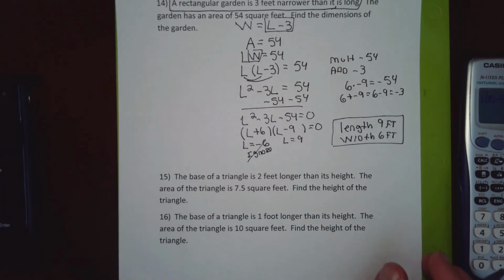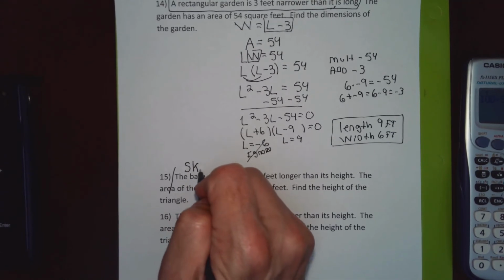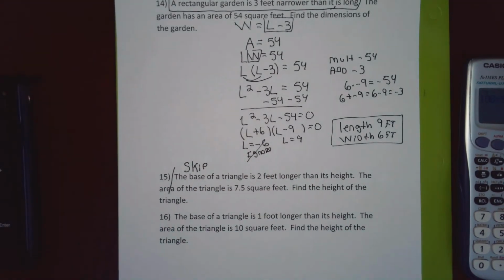Oh, 15 is gosh awful. Let's just have you skip 15 and let's do 16 together. I don't want to work with that decimal. I don't know why I have a decimal in there.